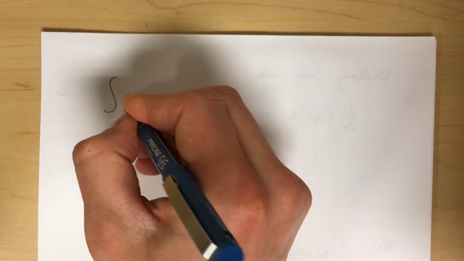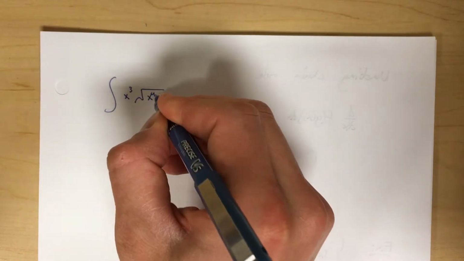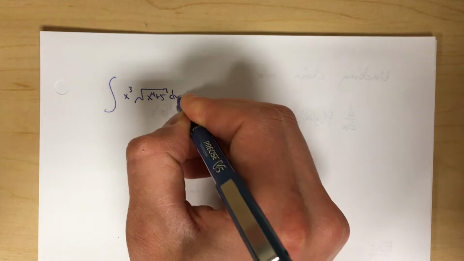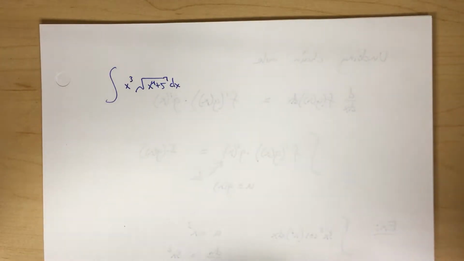Okay, let us try the antiderivative of x cubed square root x to the fourth plus 5. And of course, if you're not doing this, good to pause and try this on your own. What is u going to be, and how are you going to find this antiderivative?